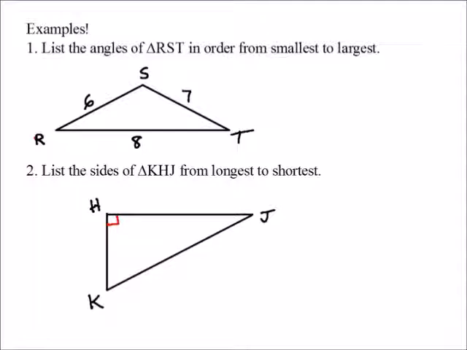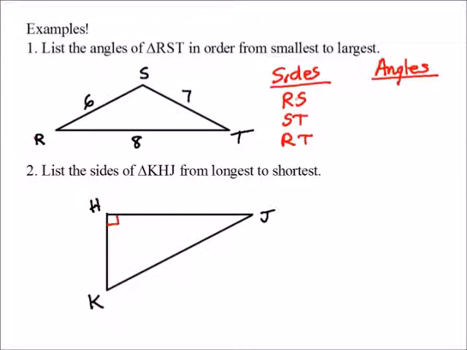So if the smallest side in our triangle is 6, then let's do angles here, and let's do sides. Our shortest side is going to be RS. The next one is going to be ST, and then the longest side is going to be RT.